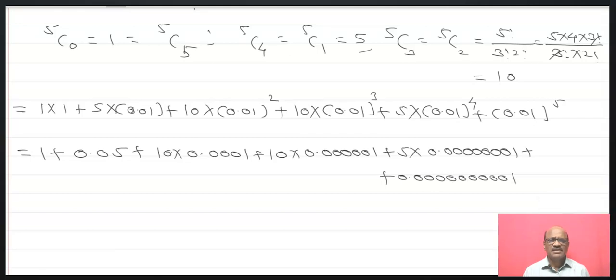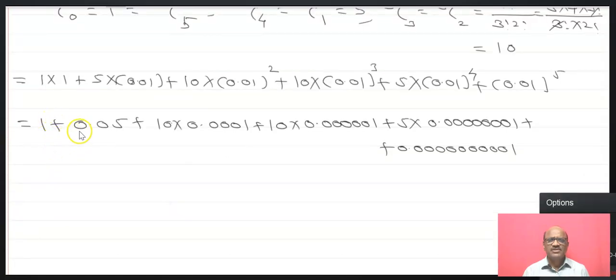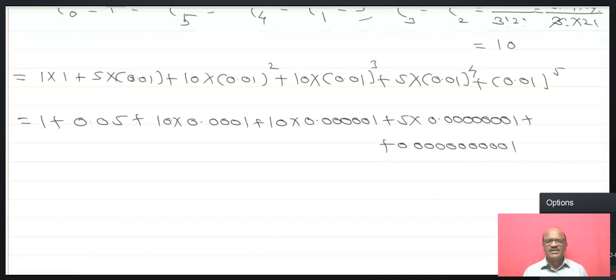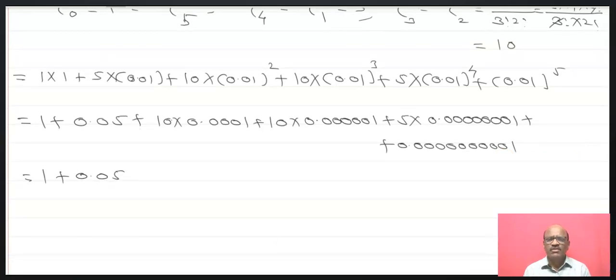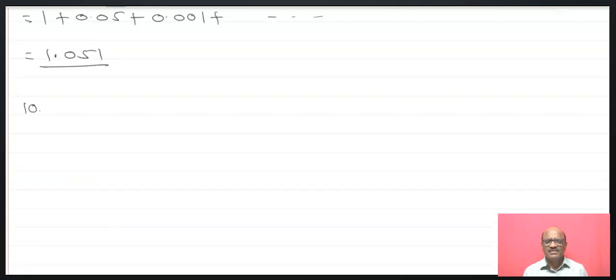Big decimal places are there. If you see this, that is 1 plus 0.05 plus 10 into 0.001 plus 10 into 0.00001 plus 5 into 0.0000001, and the last is, now we can eliminate their values because we required up to the 4 decimal places, that is 1.01 plus 0.05, and this is the final answer, that is the 1.051.